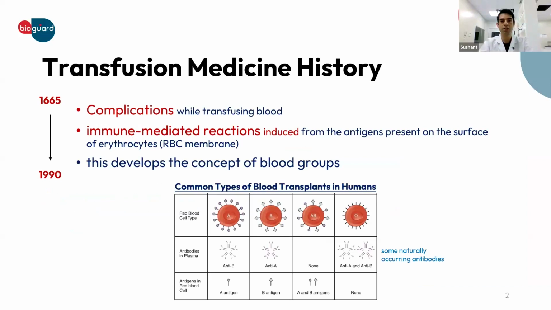During these research studies, they found that there are a lot of complications that happen while doing blood transfusion, as well as some immune components that get involved in these situations. These immune components were later identified as antigens that are present on the surface of the RBC membrane. And through this further concept, the idea of blood groups emerges.